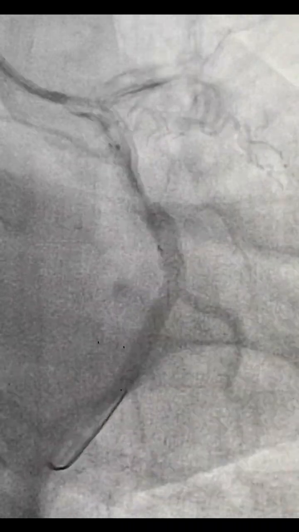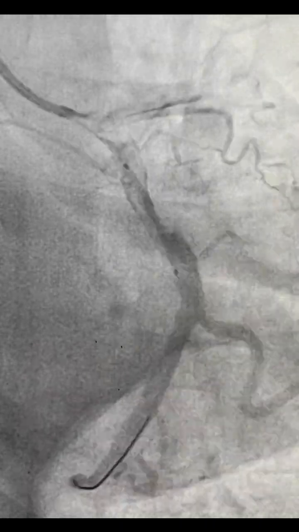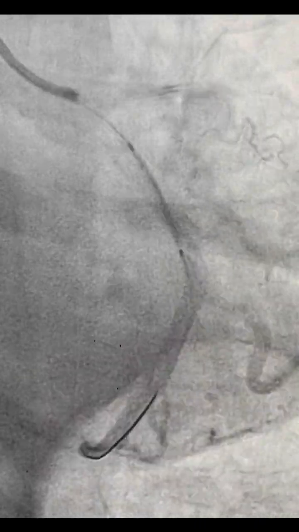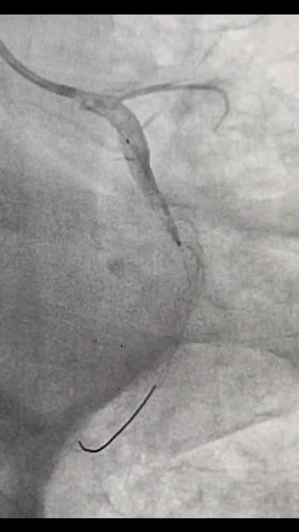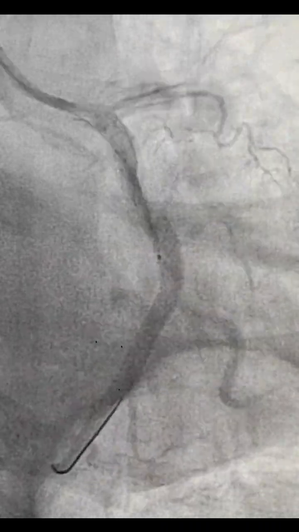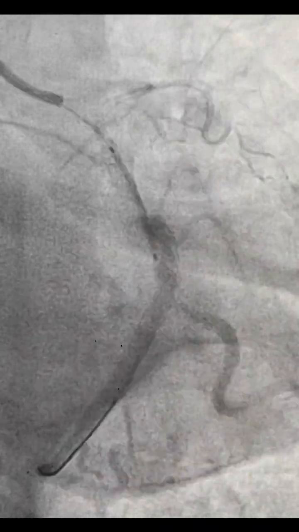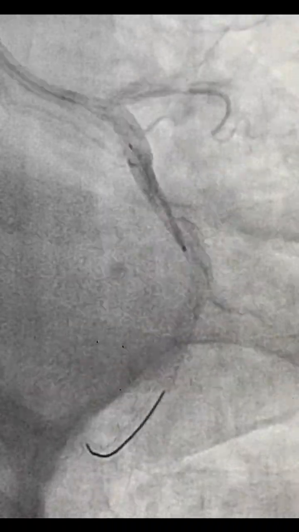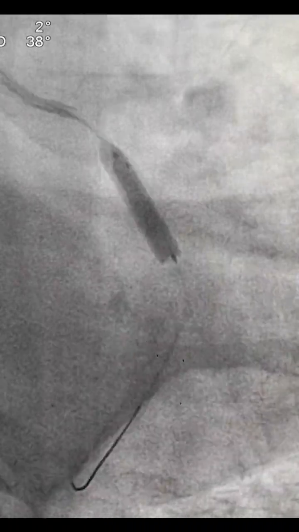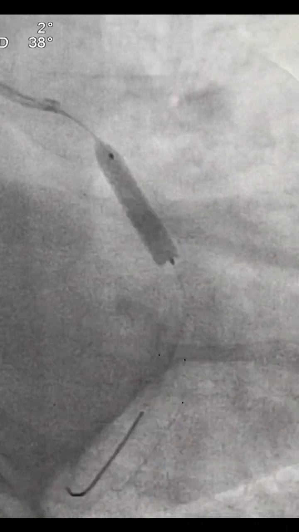Then we positioned the 4.5 stent in this proximal LCX, and we deployed it at the RBP pressure. It was 22 atmospheres.